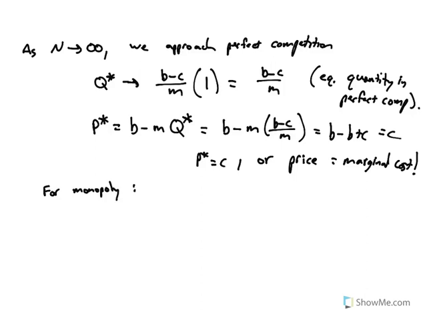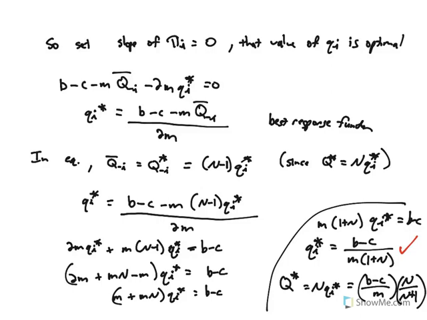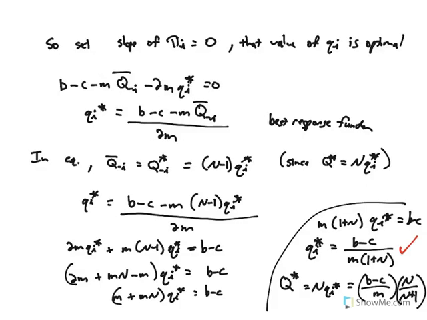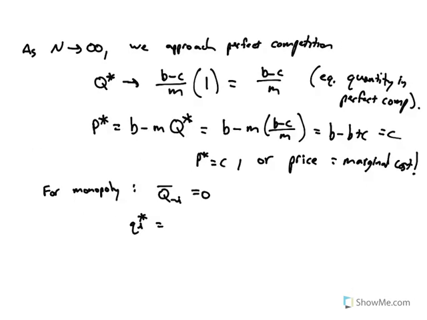the best response of individual firms, we had Qi star equals B minus C minus M times Q bar of Q minus i bar. Well, under monopoly, Q minus i bar equals 0. There are no other firms, so the quantity you expect from all the other firms is 0. So Qi star equals, just rewriting from the other page, B minus C minus M Q minus i bar over 2M, so that Q minus i bar disappears.